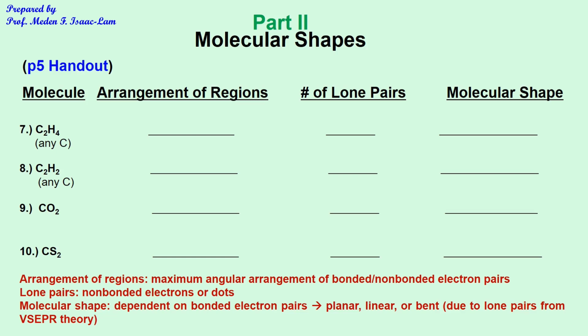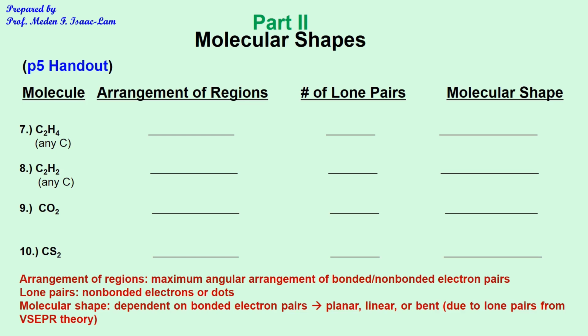So arrangement of regions is just going to be linear because it's on a line. You have a triple bond, no lone pairs. Molecular shape is just linear because there are no lone pairs or non-bonded pairs on the central atom, which is carbon. Therefore, molecular shape and arrangement of regions for 7 and 8 are the same.